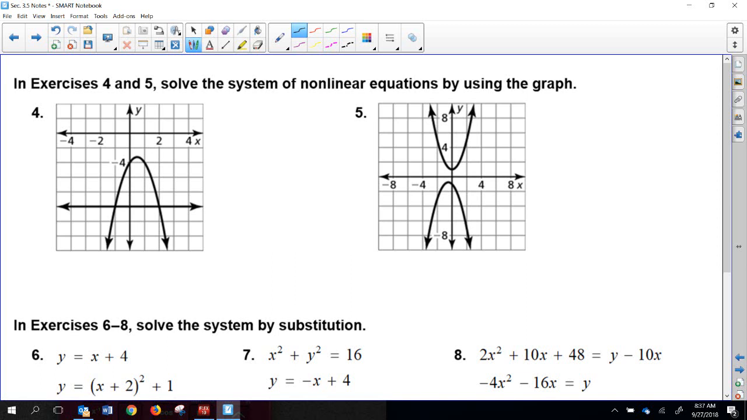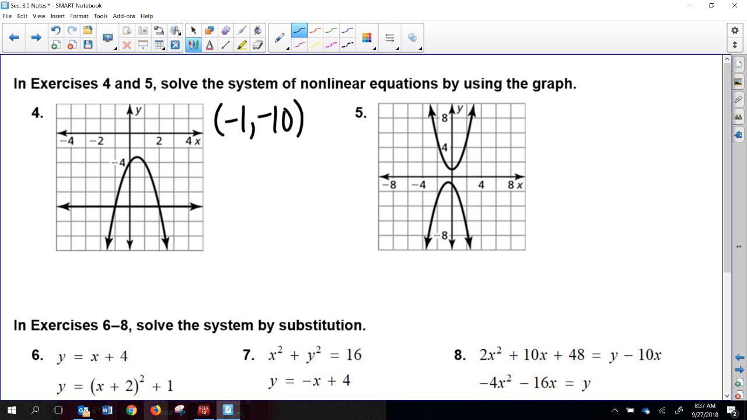Risha, can you tell me one of the solutions on number 4? -1, -7. Be careful with the units here. It looks like that's -2, -4, -6, -8, so -1, -7. Good.